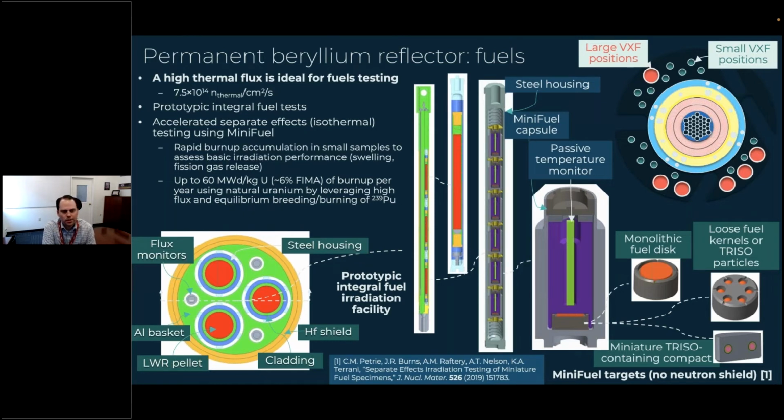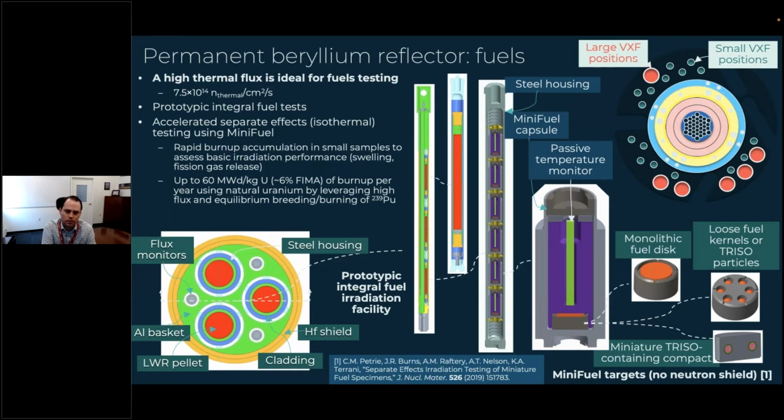So what we call this facility is mini fuel. If you can fit within a roughly 10 millimeter diameter by, I don't know, 7 inches, whatever that is in centimeters, I keep going back and forth. If you can fit within that volume, we stack about 6 capsules that are individually sealed. You can see those on the right. And within each of those capsules, you have very small fuel samples, whether that's a monolithic disk, loose microspheres or kernels, or TRISO particles. You can pack those into a small compact. We've done all these things.